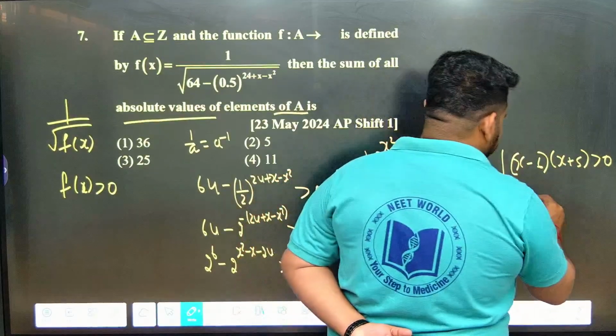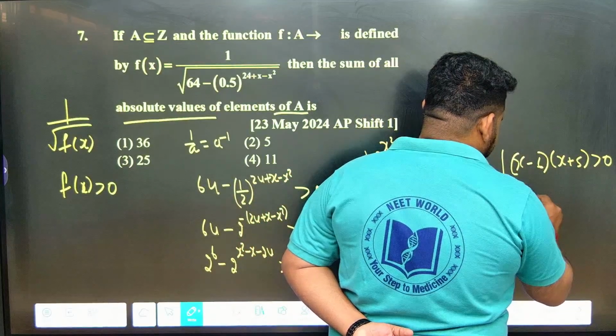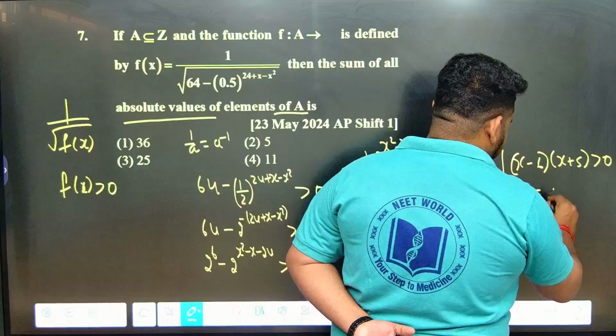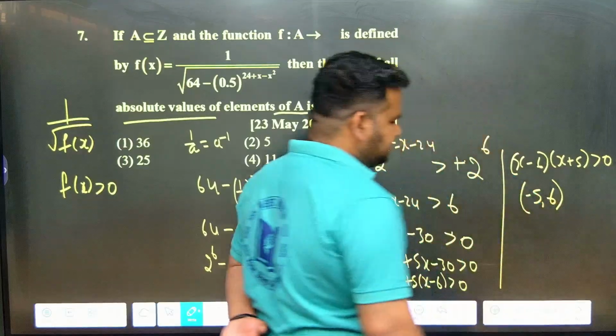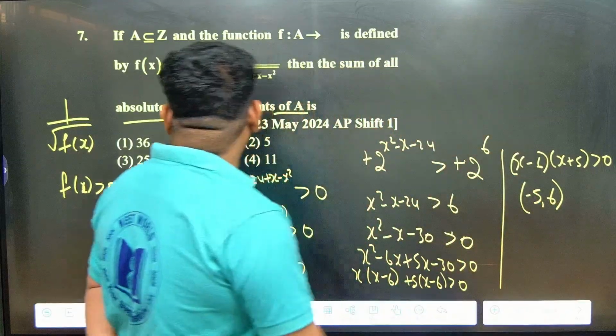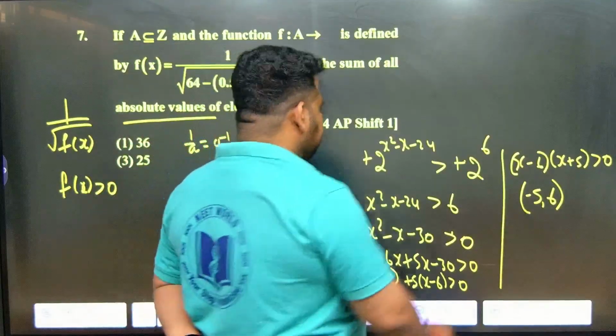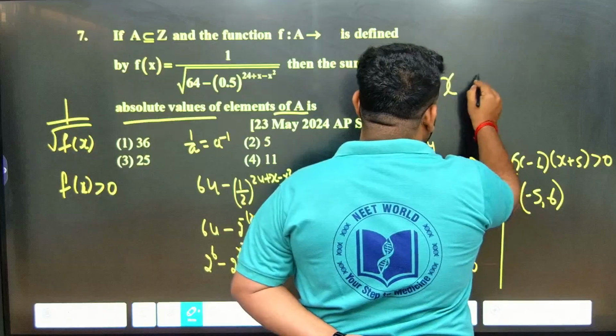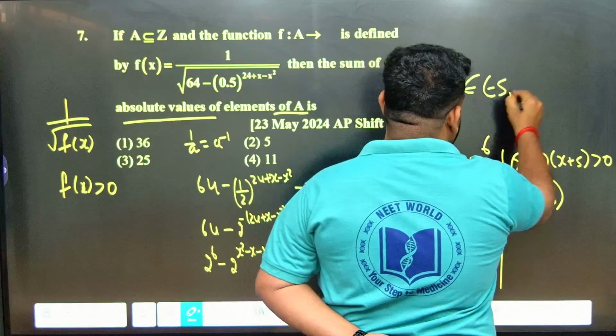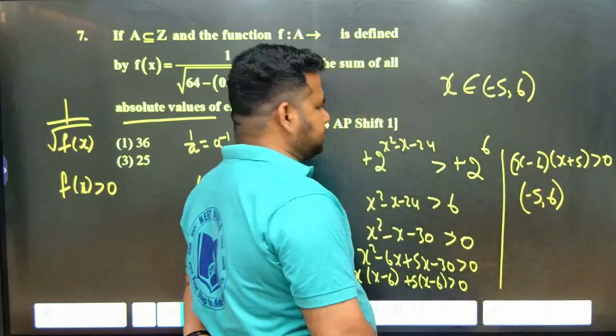So what will I have? I will be having minus 5 comma 6 in open interval. So I can write x belongs to minus 5 comma 6, open interval.